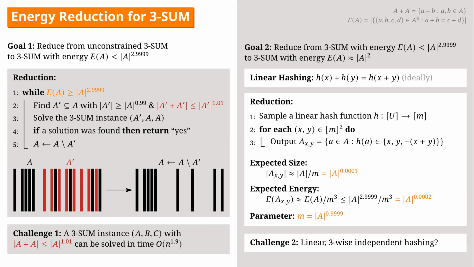There is a serious challenge, though, challenge 2. Namely, I have assumed here that our hash function is 3-wise independent. And this was necessary to make the expected bound of the energy work. So we are asking for a function which is linear and 3-wise independent. And as it turns out, unfortunately, these functions do not exist. There's a very good reason why they do not exist. However, there is also a way to circumvent this issue, to work with a function which is sufficiently linear and sufficiently 3-wise independent in the end.